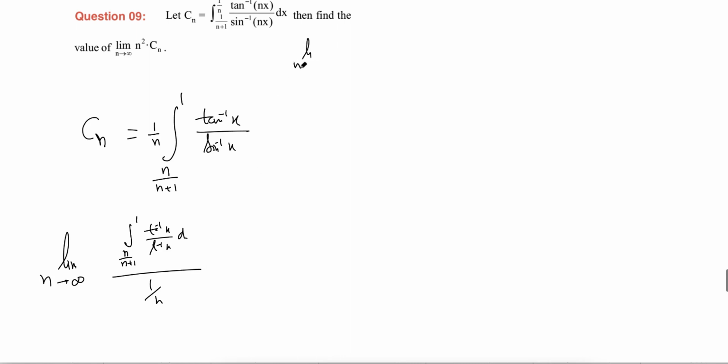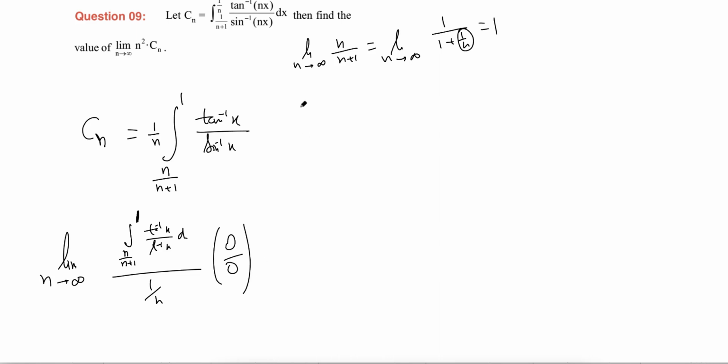So limit n tending to infinity, n by n plus 1 limiting value will be what? Limit n tending to infinity, 1 by 1 plus 1 by n, and this is 0, the value is 1. Means when n tends to infinity, this tends to 1 and the upper limit is already 1. So 1 to 1 will be 0. This value will be 0, and the other is also 0 because n tends to infinity. Means this is of the form 0 by 0. I can apply L'Hospital rule.